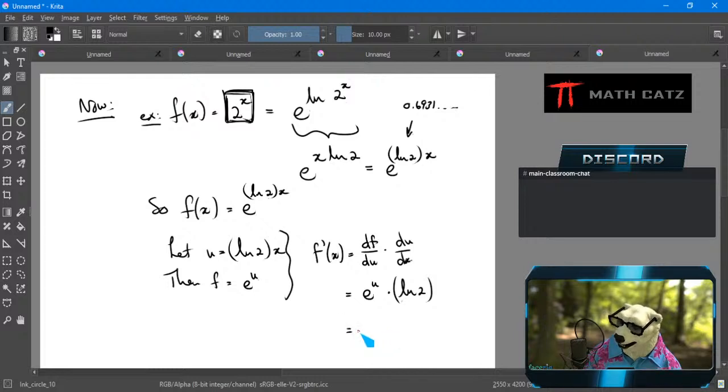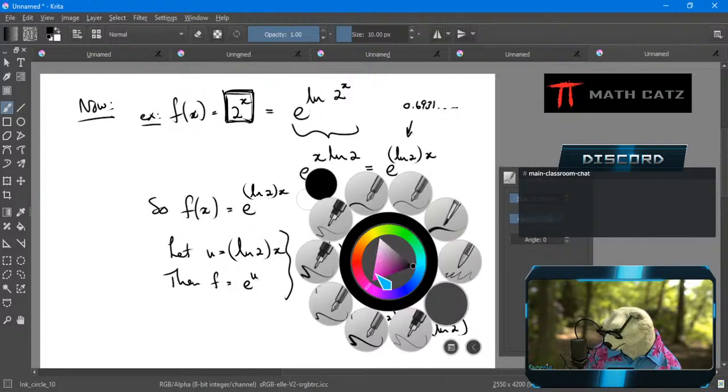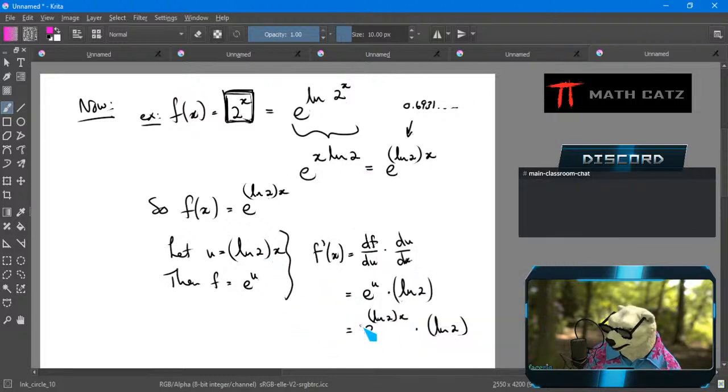Now what do I do usually? I replace u with what it actually is. So it's e to the power of that, right? e to the power of log of 2 times x, and then times the number, log of 2. But now, have a look here. Let's use some color. Have a look at this.